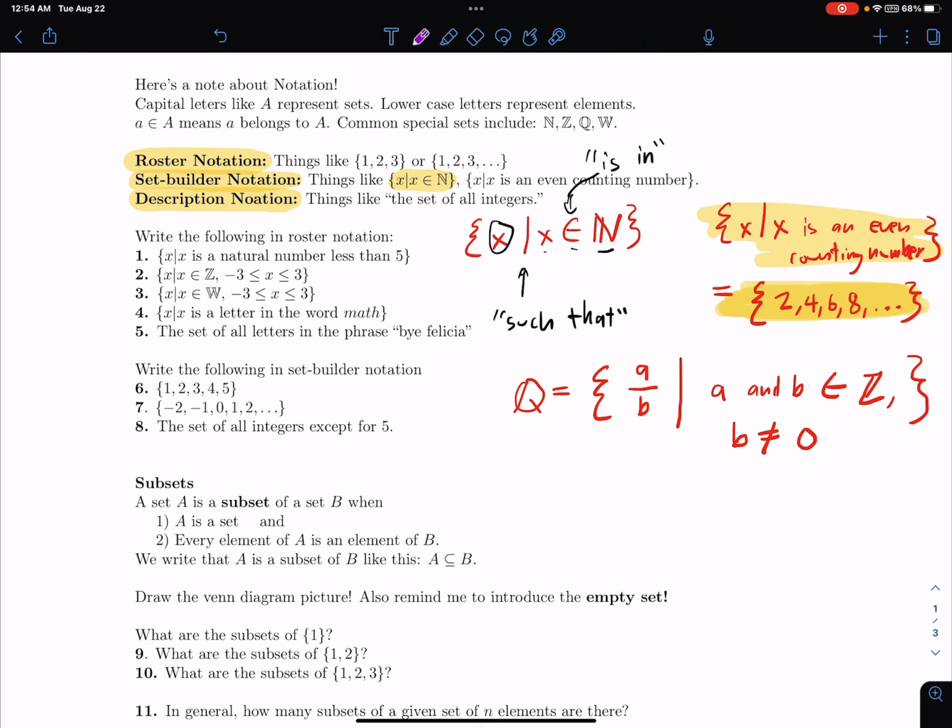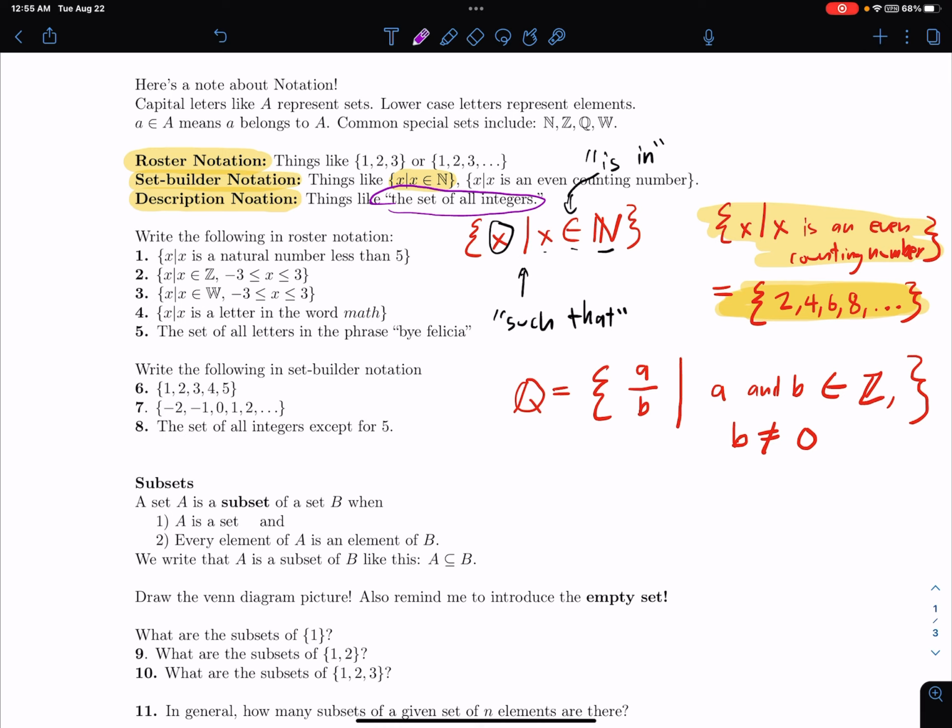Okay, let's move on. Now, descriptive notation, that's really the easiest, I think, of the three. It's just you describe what belongs in the set. So here is another way of saying the integers. Just say what belongs in there. So yeah, it's pretty self-explanatory, right? You just write out the English for the set that you want.